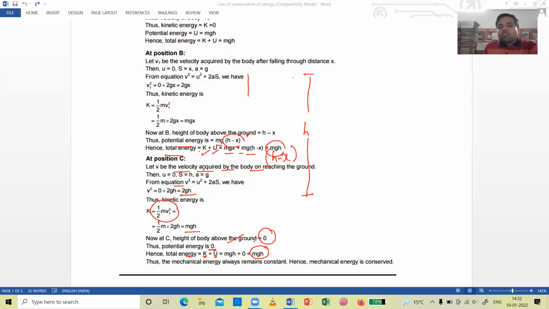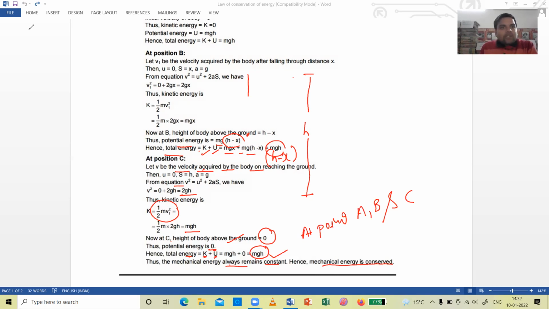So what we are getting is that the total energy, or mechanical energy, always remains constant, which is equal to mgh at every point, at points A, B, and C. Hence, we can say mechanical energy is conserved. I hope that this concept is clear to all.